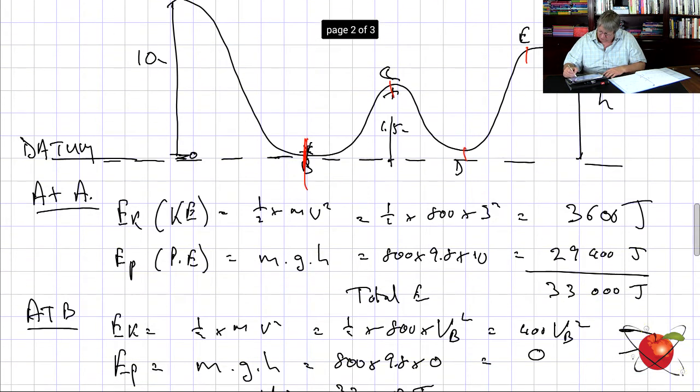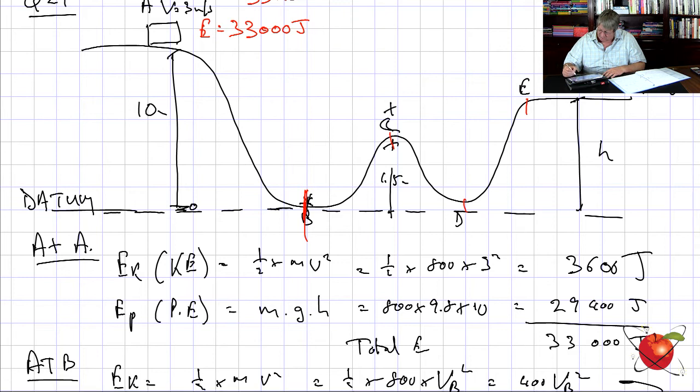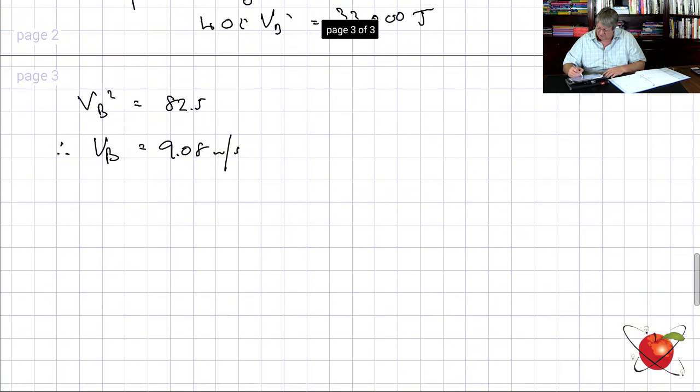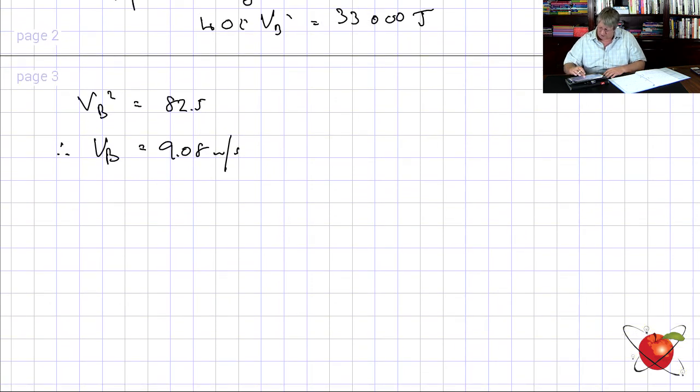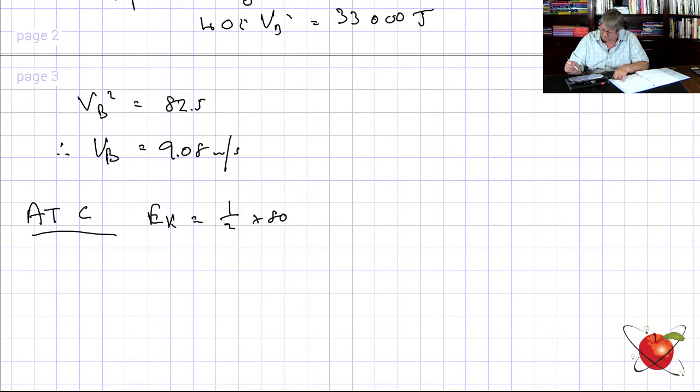And the total, that plus EP, so therefore I say 400 VB squared must be equal to 33,000 joules. And what can I work out from that point? VB squared is equal to 82.5. Therefore, VB is going to be equal to 9.08 meters per second.